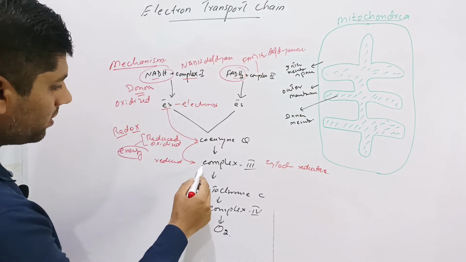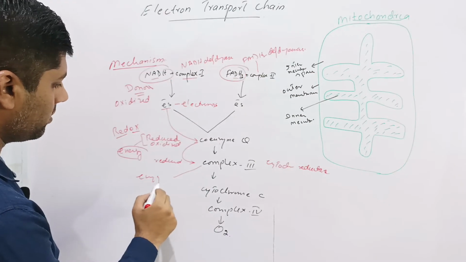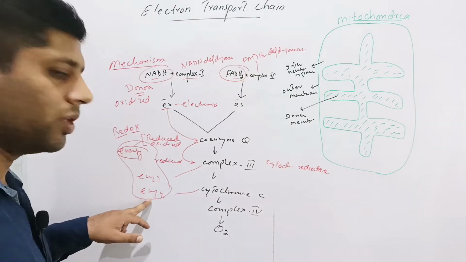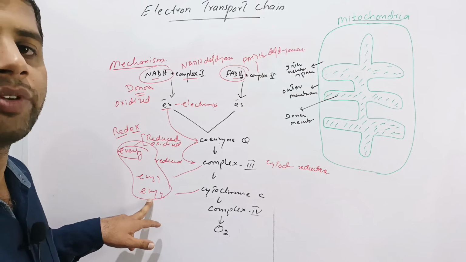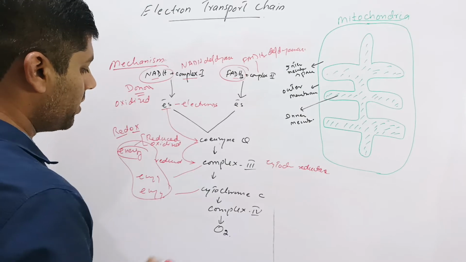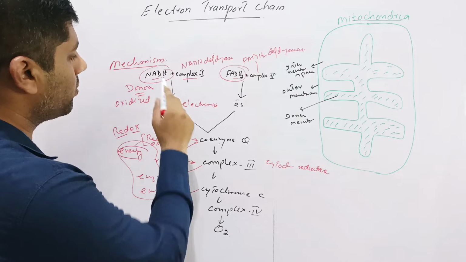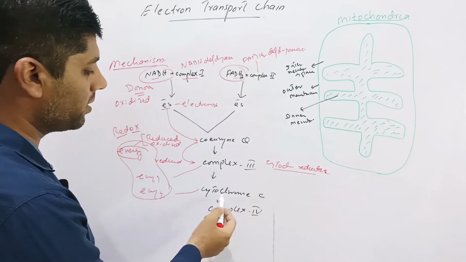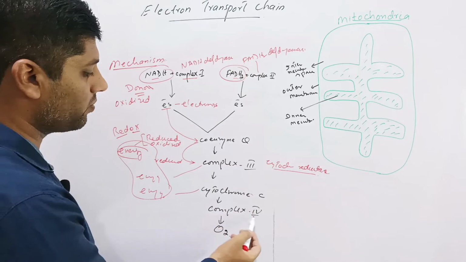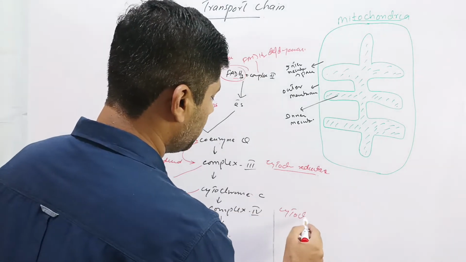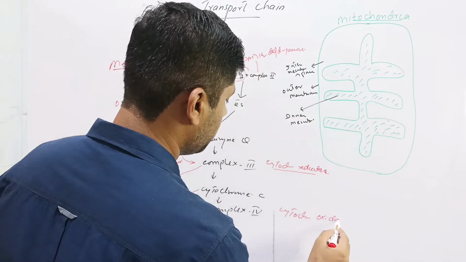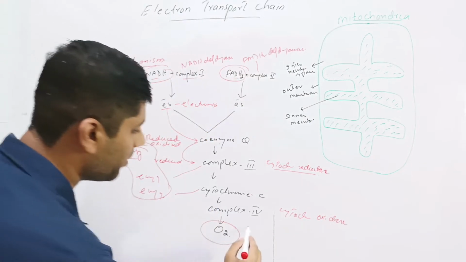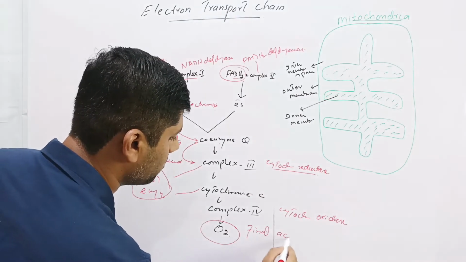So at each step, energy is released due to redox reaction. This energy is accumulated and it is utilized in the synthesis of ATPs. Finally, these electrons moving from the donors to the coenzyme Q, then complex 3, the cytochrome reductase, then cytochrome C, then complex 4, cytochrome oxidase, are finally delivered to oxygen. Oxygen is the final acceptor of electrons.